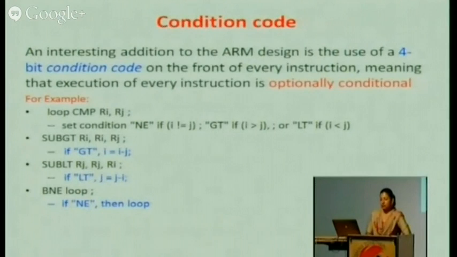Now the next feature which attracts the embedded systems industry to ARM is the condition code. Condition code is a very interesting addition to the ARM design, that is a 4-bit condition code. That is, the execution of every instruction is optionally conditional. What does it mean? Let us take an example: loop, compare Ri, Rj, that is, compare the contents of the Rj register with Ri. So here we set a condition: not equal, greater than, or less than. So we can say if it is greater than, then this should happen. If it is less than, then this should be executed. Or if it is not equal, then it should loop to some other location, right?